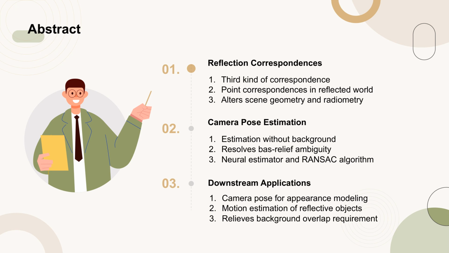The authors demonstrate that reflection correspondences can effectively resolve these ambiguities. They propose a neural correspondence estimator and a RANSAC algorithm that fully utilize all three kinds of correspondences to achieve robust and accurate joint camera pose and object shape estimation solely from the object's appearance. This method has significant implications for various downstream tasks, including camera pose estimation for appearance modeling and motion estimation of reflective objects, as it eliminates the need for overlapping background information.